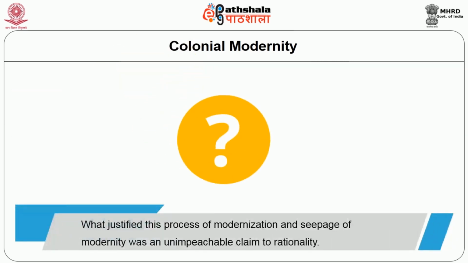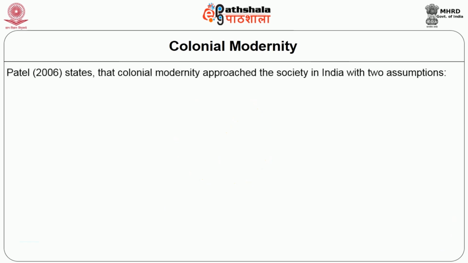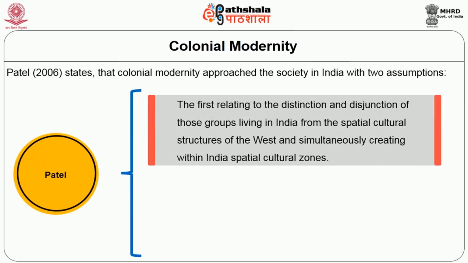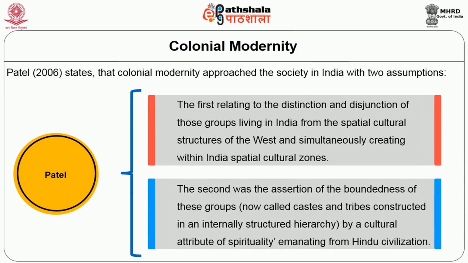What justified this process of modernization and the seepage of modernity was an unimpeachable claim to rationality. Patel states that colonial modernity approached the society in India with two assumptions. First, relating to the distinction and disjunction of those groups living in India from spatial cultural structures of the West, and simultaneously creating within India spatial cultural zones. The second was the assertion of the boundedness of these groups, now called caste and tribes, constructed in an internally structured hierarchy by a cultural attribute of spirituality emanating from Hindu civilization.